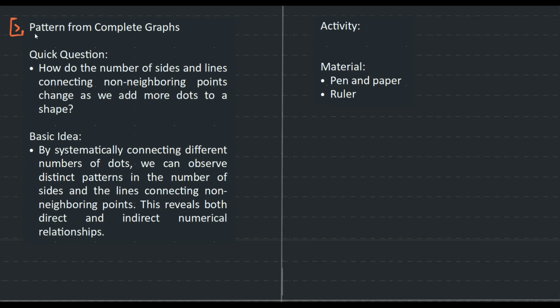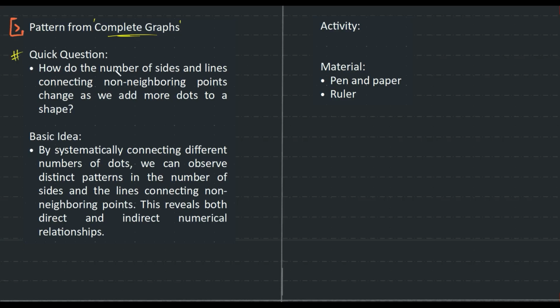So we're looking at patterns from complete graphs. So what does this mean? Complete graph means a certain thing. I'll show it to you. Basically, we are taking up shapes and trying to see how they are related. That's what we're trying to do.